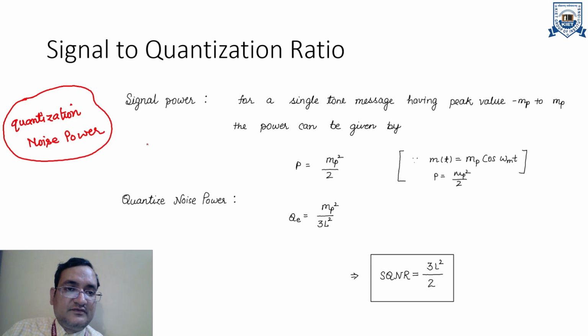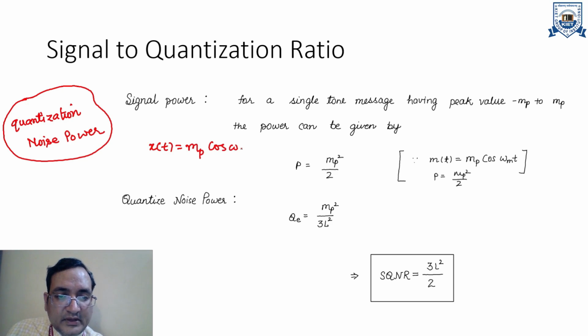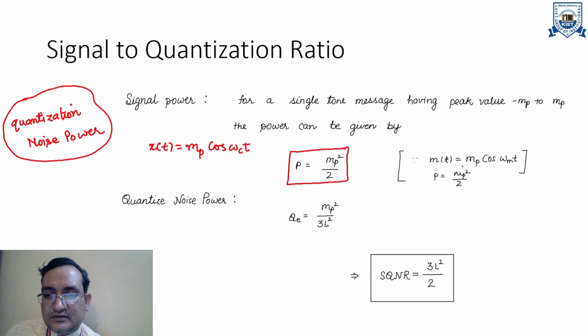So signal power, let us suppose that I am using, for example, a single tone signal. So the power of the single tone signal, if our signal is x of t equal to Mp cos of omega ct or sine of omega ct, is given by the peak value squared divided by 2. This will always be fixed for any single tone sinusoidal signal, which is Mp square by 2, right? I have also mentioned this here. So quantization noise power will be, as I have already calculated, Mp square divided by 3L square, right?